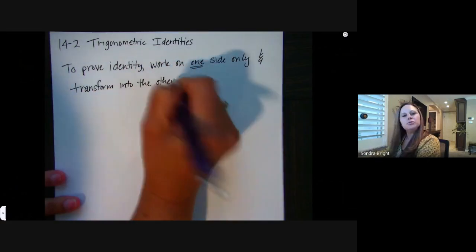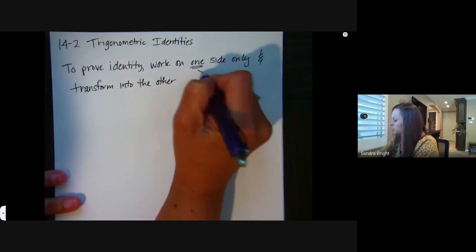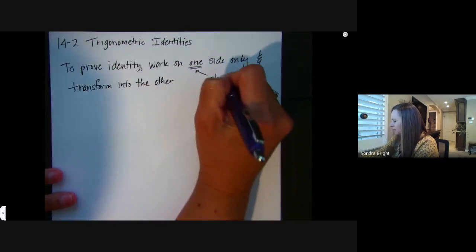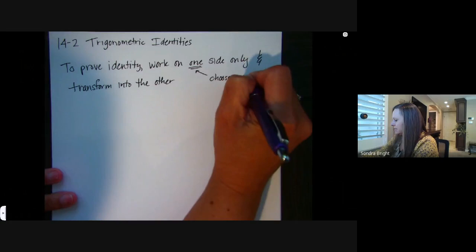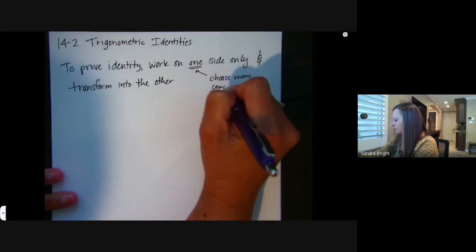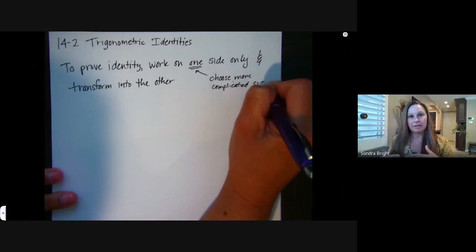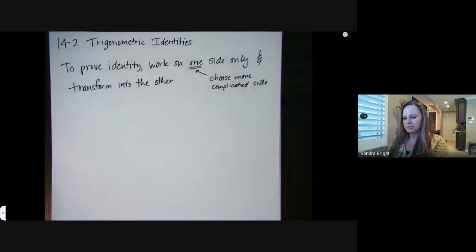When you work on a side, you want to choose the more complicated side. It's easier with math anyway, to take something more complicated and make it look more simple. Much different from real life, right? In real life, it's easy to make a mess of things, but harder to clean it up. But with math, it's easier to take something that looks more complicated and simplify it.